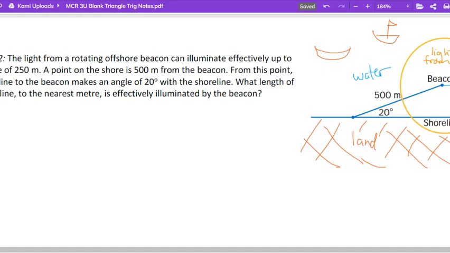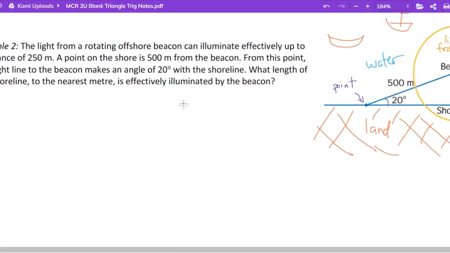A point on the shore is 500 meters straight from the beacon. This is the point. Okay, maybe we're standing there. We're on the shore. We're looking at the beacon. We're like, wow, you're a really nice beacon. Okay, and when we measure, so this is the line of sight to the beacon, the angle between our line of sight and the shoreline makes 20 degrees with the shoreline.